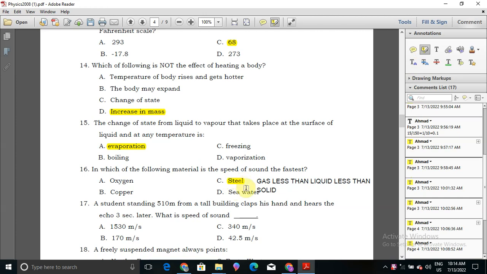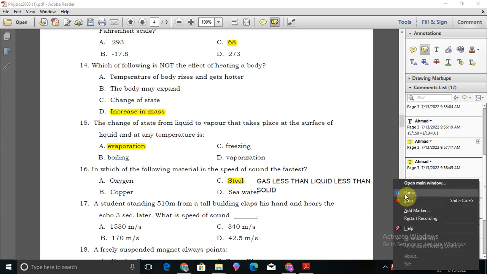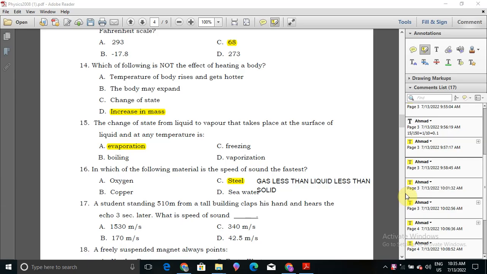Now in question number 17, the answer for question number 16 is the choice C, which is steel. Okay, in question number 17 it says a student standing 510 meters from a tall building claps his hands and hears the echo 3 seconds later. What is the speed of sound?